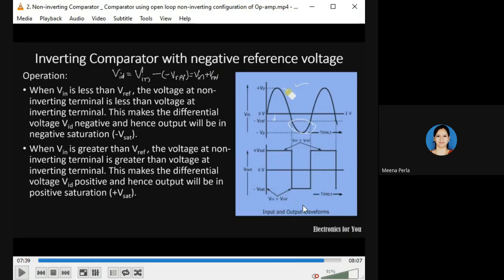So that's all for today's lecture, where we have covered the inverting comparator and non-inverting comparator. Hope you all have jotted down.